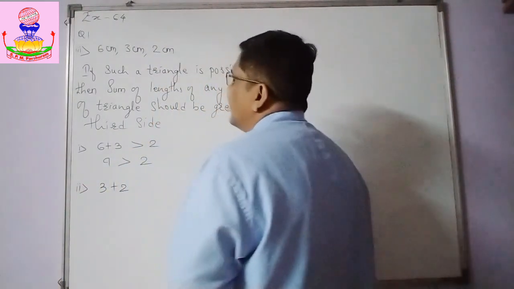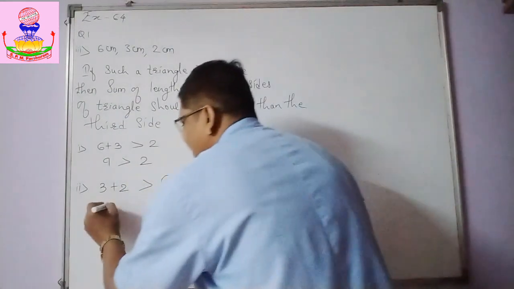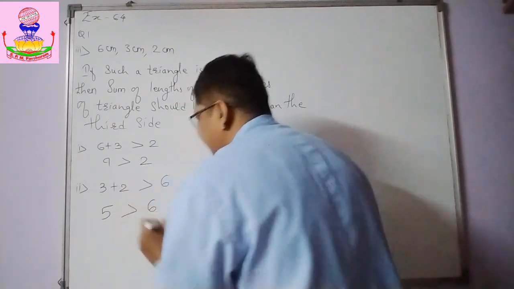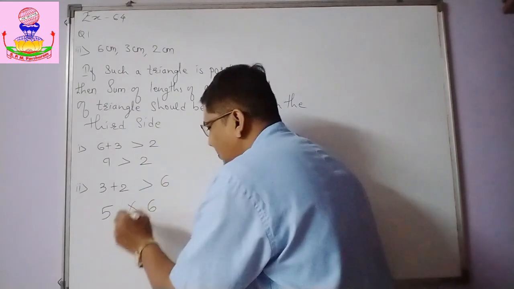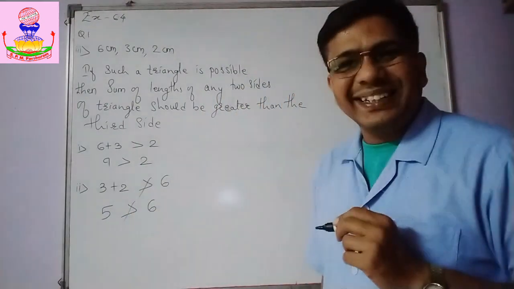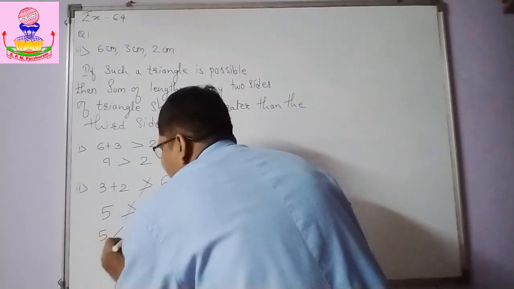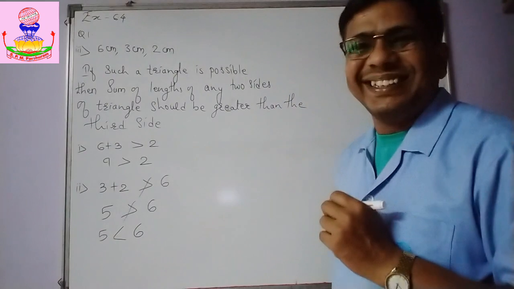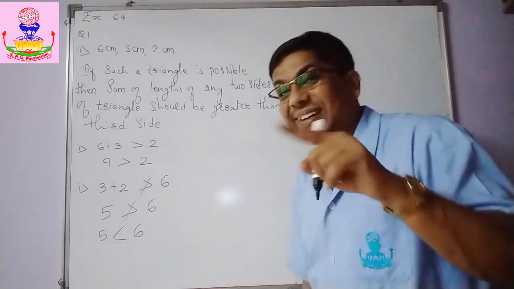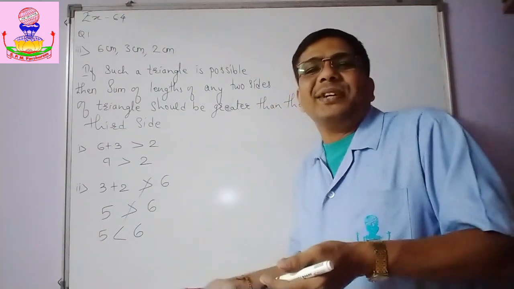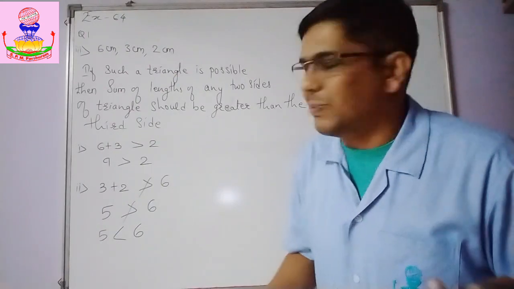Then, second, 3 plus 2. Is it greater than 6? 3 plus 2 is 5. Is it greater than 6? Oh no, 5 is not greater than 6. So what can I do? It is not possible. Right? So 5 is not greater than 6. Rather, 5 is smaller than 6. Do you get it? So here the sum of two sides is not greater than the third side. So from that what we can say? Yes, therefore the triangle is not possible.